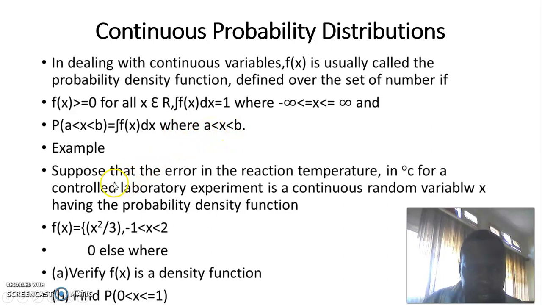For example, suppose that the error in the reaction temperature in degrees Celsius for a controlled laboratory experiment is a continuous random variable x, having the probability density function given by x squared over 3, where x is between -1 and 2 and 0 elsewhere. The question is: verify whether f of x is a density function, and then find the probability that x is between 0 and 1.